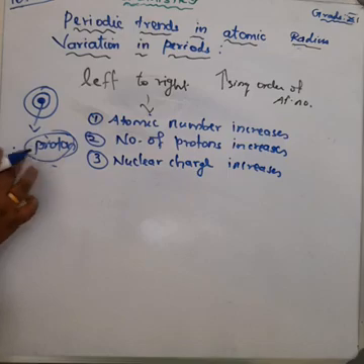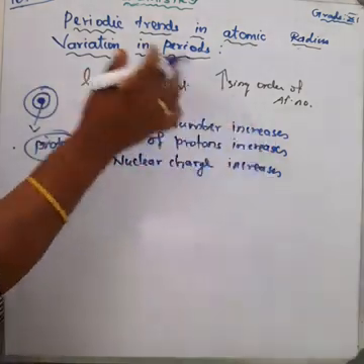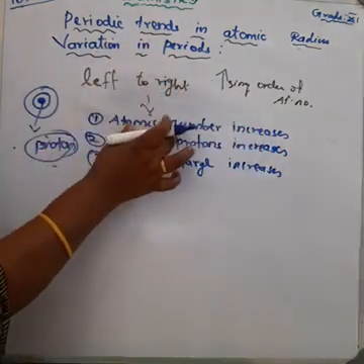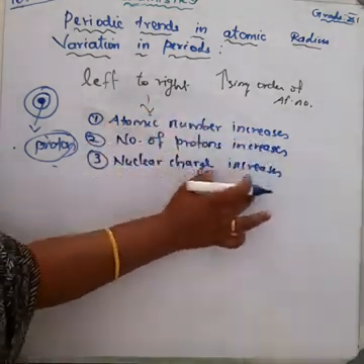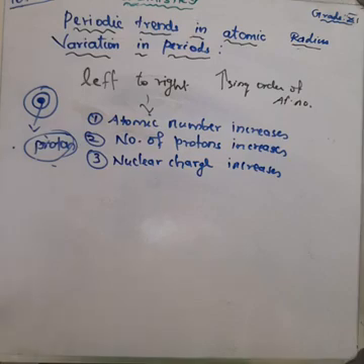So as we move from left to right in the periods, the number of protons increases, therefore the nuclear charge also increases. Atomic number increases, number of protons increases, and nuclear charge also increases. This leads to a greater force of attraction on the outermost shell.